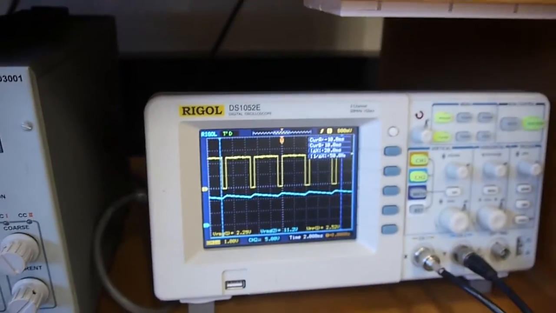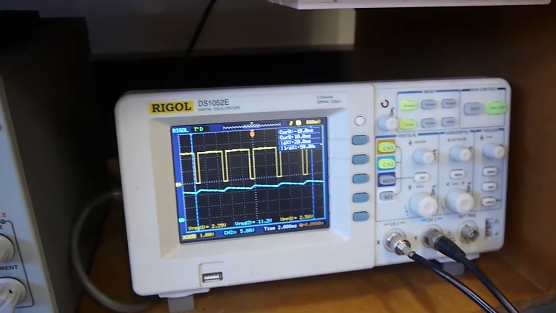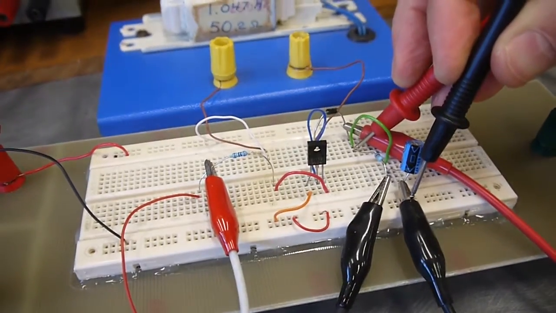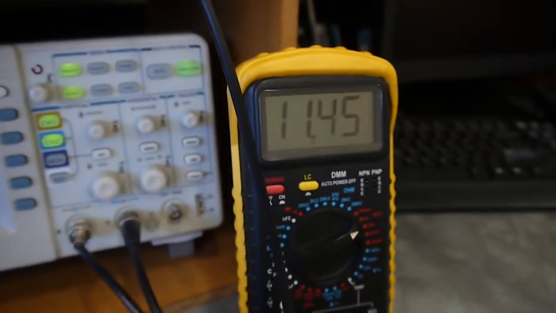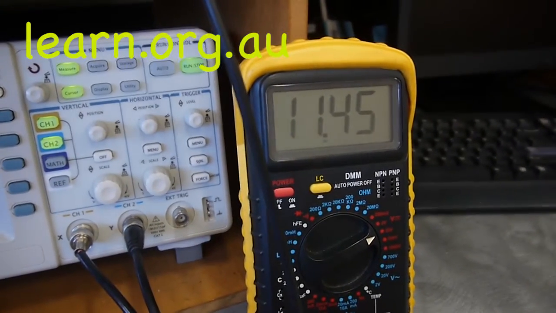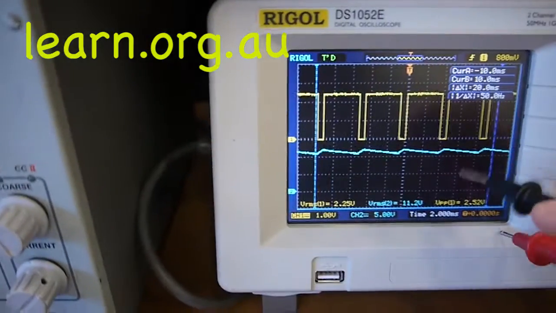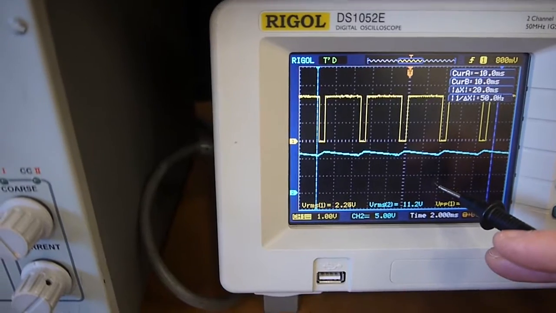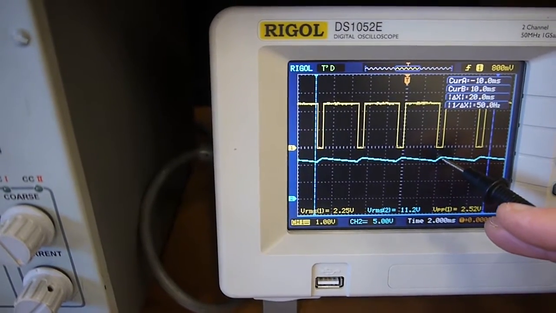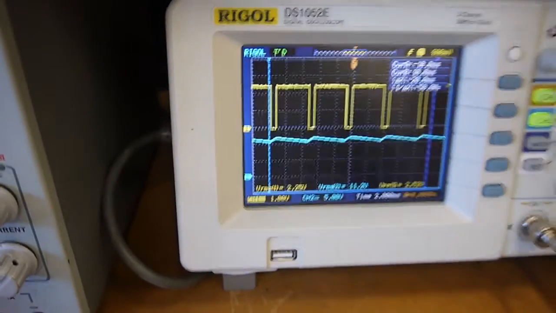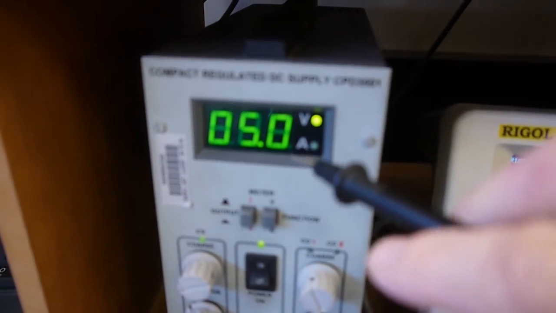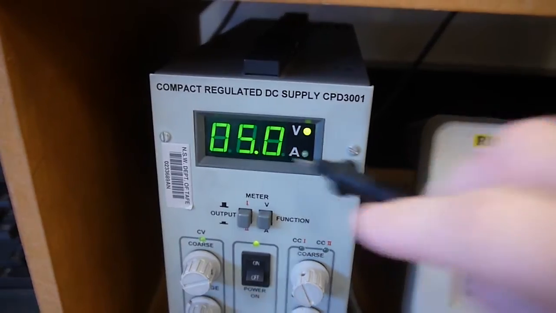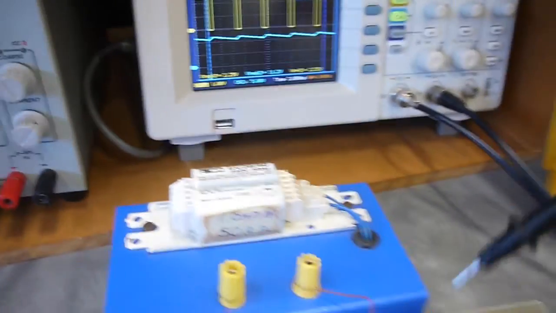If we turn the meter on and have a bit of a look at that, put the meter across the output, and here the meter's showing us we've got 11.45 volts DC, and that's going to be somewhere in the middle of this ripple waveform here. So we've got 5, 10, 11.5 volts. So we're getting roughly double the voltage that we started with. We started with 5 volts and we ended up with 11.5 volts.